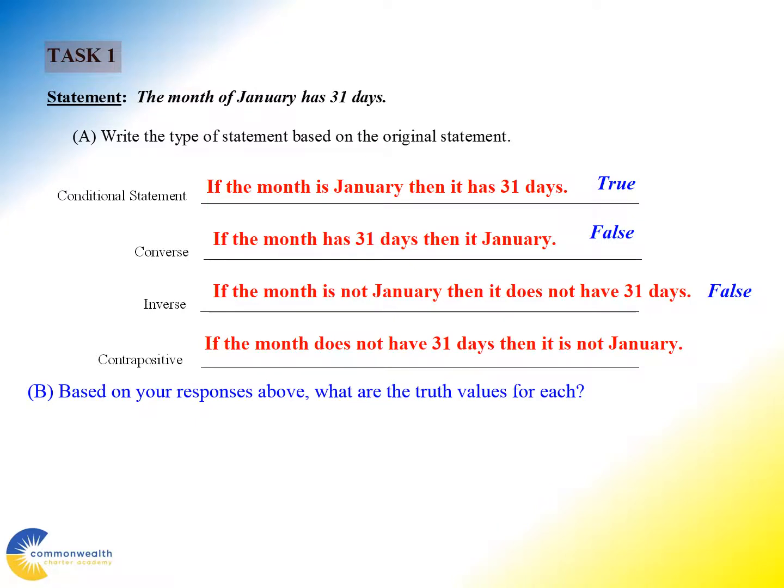So if the month does not have 31 days, then it is not January. So if I pick any month that does not have 31 days in it, none of them are going to be January. So that is a true statement.